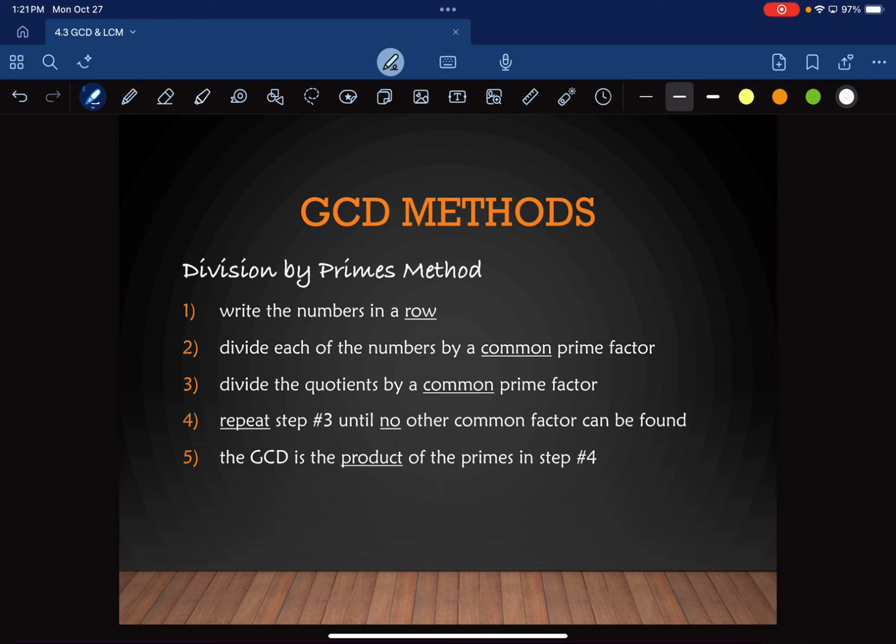That's always good. So we write the numbers that we're dividing in a row, just side by side. We divide them by a common prime factor. And then we repeat that. We divide what we just got by another common prime factor, and we keep repeating until no other common factors can be found. And then much like on the last one, we multiply them back together. So jot all that down.